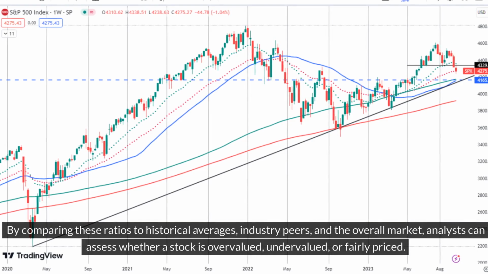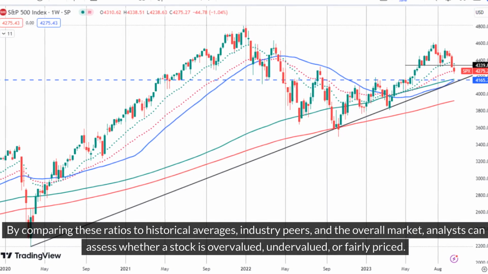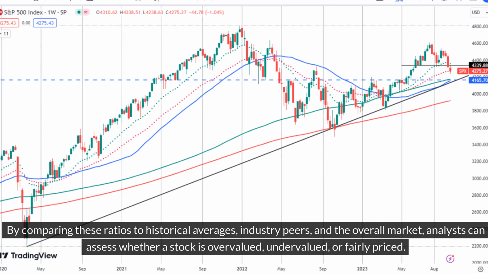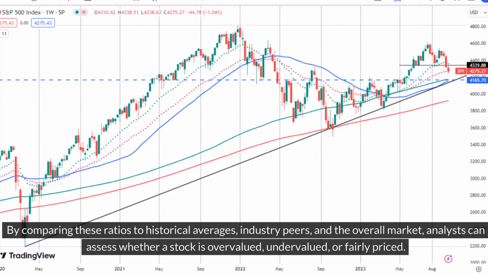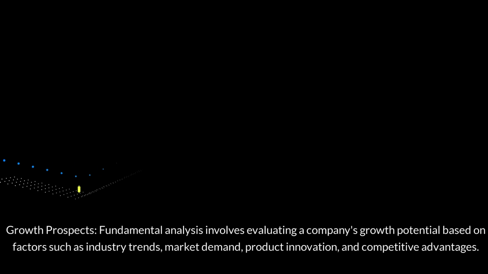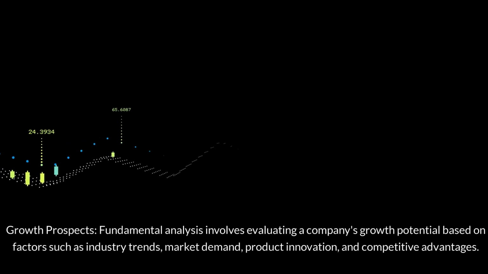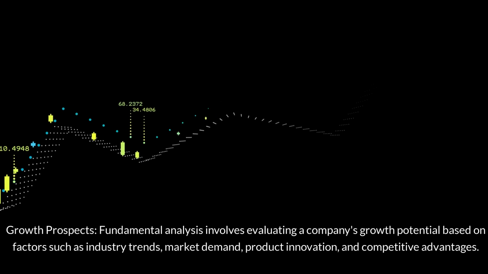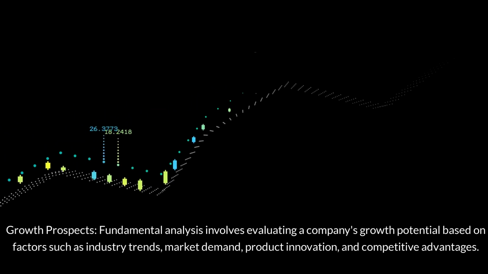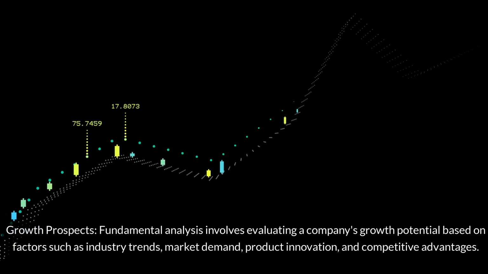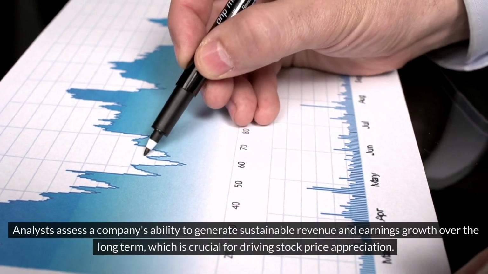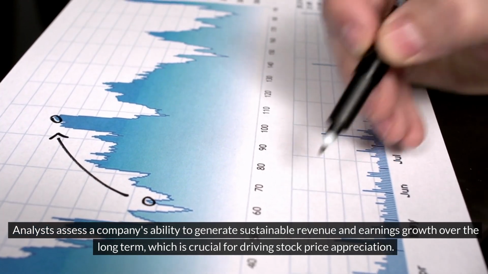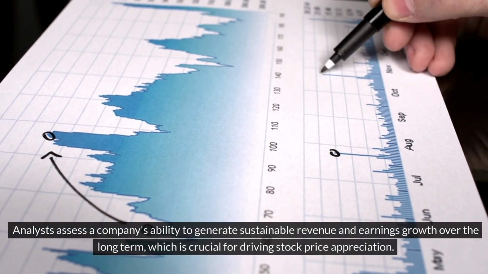By comparing these ratios to historical averages, industry peers, and the overall market, analysts can assess whether a stock is overvalued, undervalued, or fairly priced. Growth prospects. Fundamental analysis involves evaluating the company's growth potential based on factors such as industry trends, market demand, product innovation, and competitive advantages. Analysts assess a company's ability to generate sustainable revenue and earnings growth over the long term, which is crucial for driving stock price appreciation.